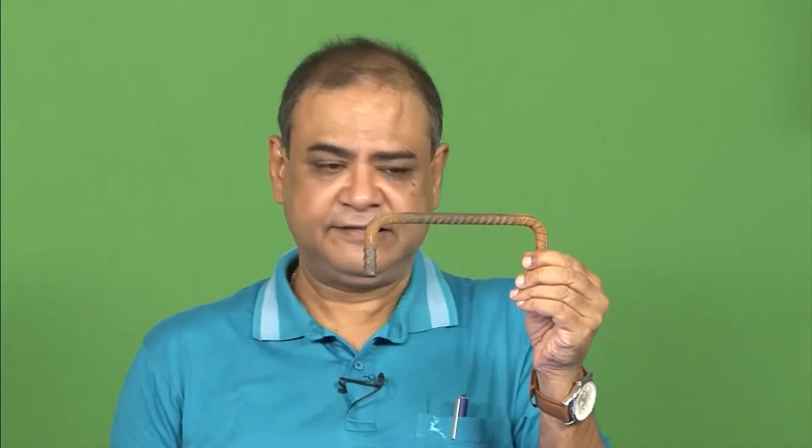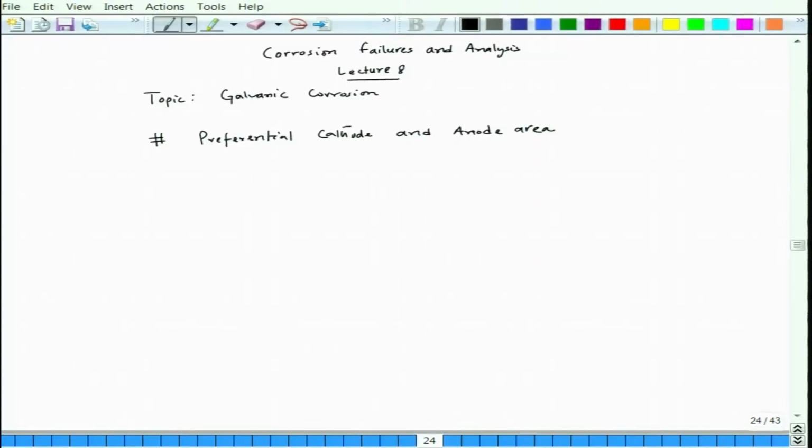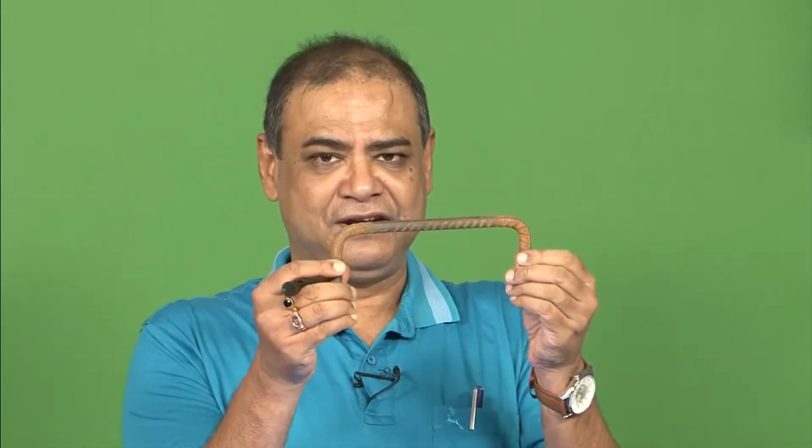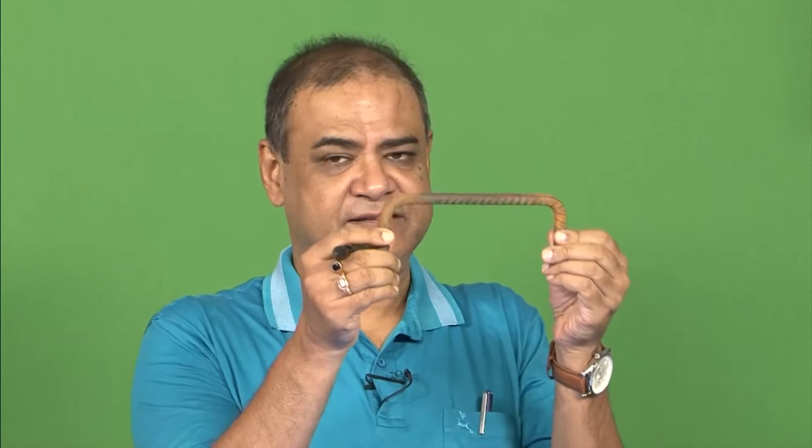experiences more stress, and that leads to differential cell formation. This particular part would be preferentially anode, and the rest of the part which is not bent will be preferentially cathode, and that leads to a galvanic effect like this. This bent portion is more reddish than the rest of the portion. The rest also has corrosion, but not as pronounced. Interestingly, this is the same metal part, there are no different metal parts joined here, but still we experience a galvanic effect.